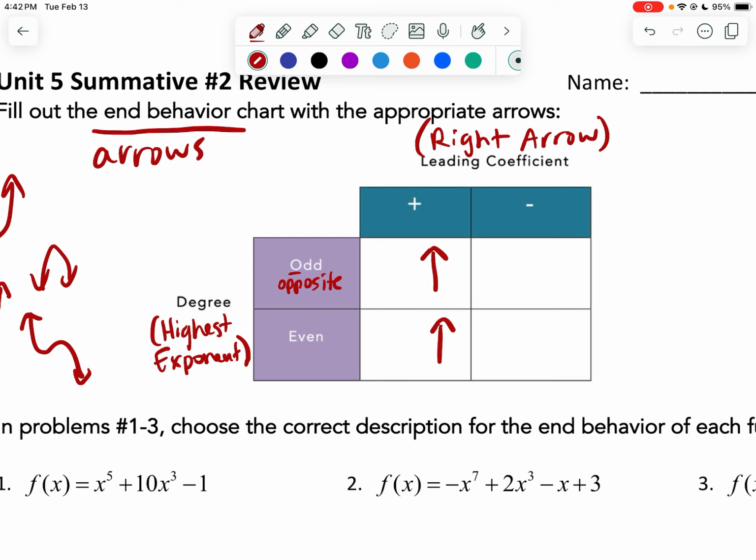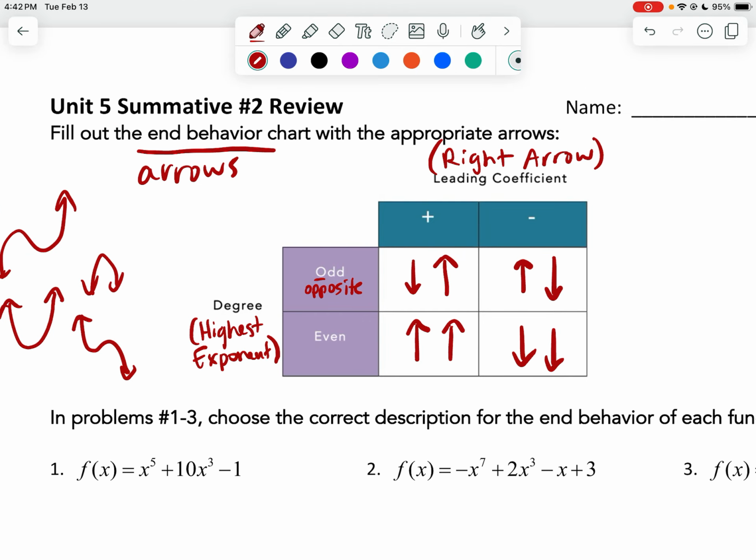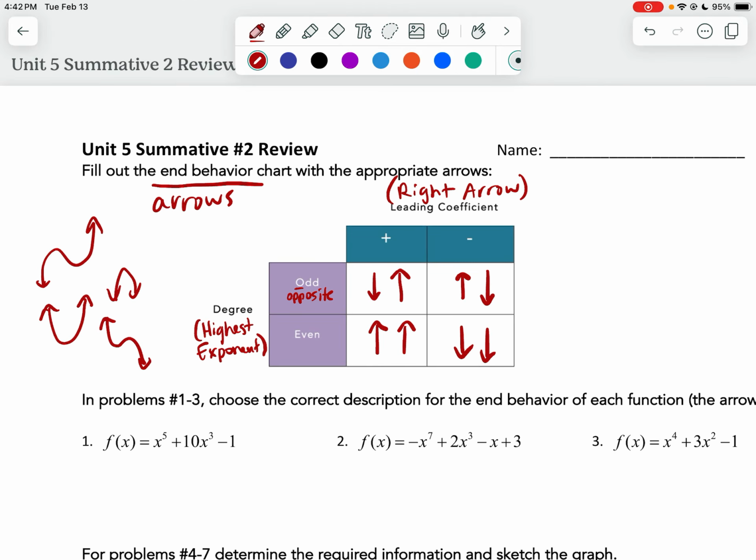So that means the arrows are going in opposite directions. So the first one would be going down. And then even means they're going to go in the same direction. So even and positive would be both up. So then, of course, if the leading coefficient is negative, that means the right arrow's down. Even means they're the same. Odd means opposite. Okay, so we'll refer to those, but please make sure those are correct.